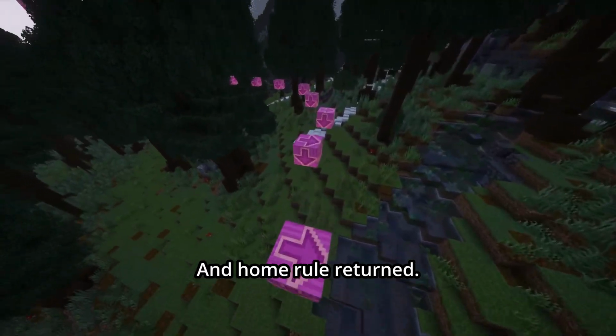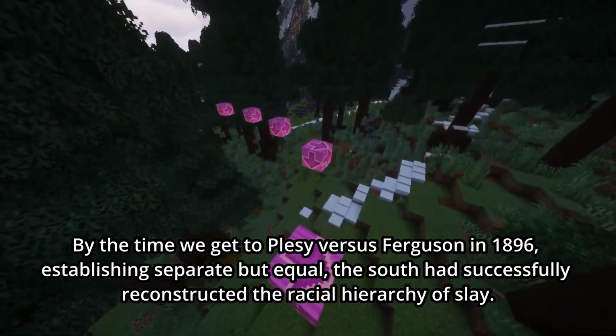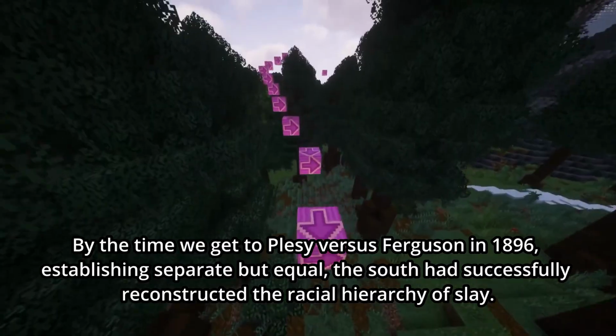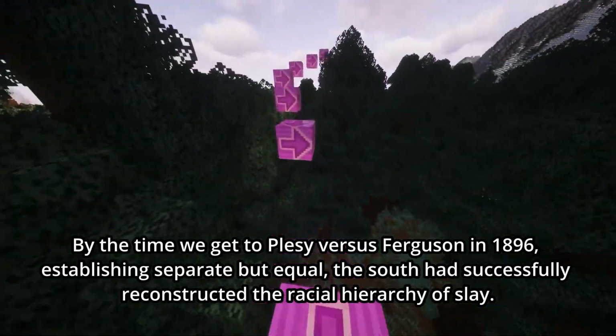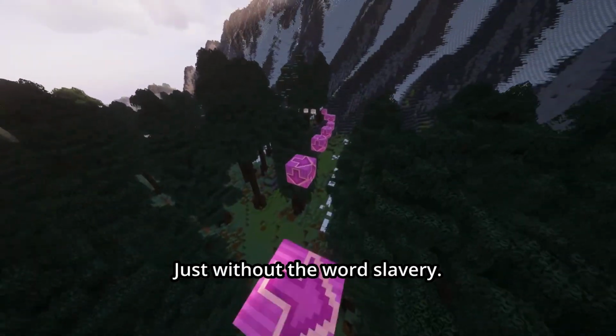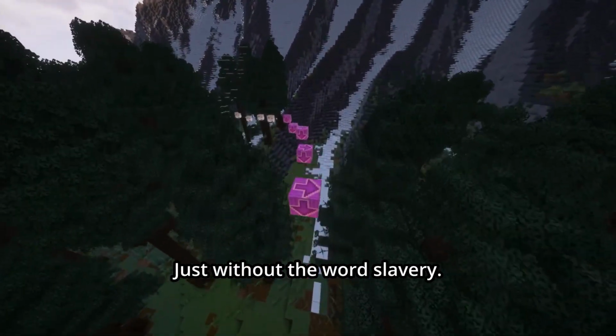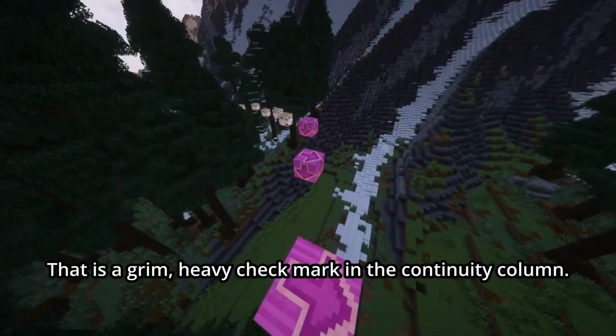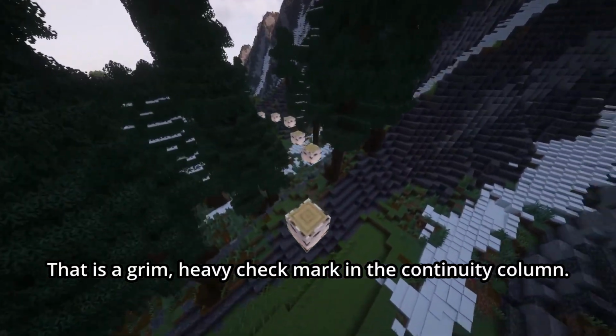And home rule returned. By the time we get to Plessy versus Ferguson in 1896, establishing separate but equal, the South had successfully reconstructed the racial hierarchy of slavery, just without the word slavery. Okay, that is a grim, heavy checkmark in the continuity column.